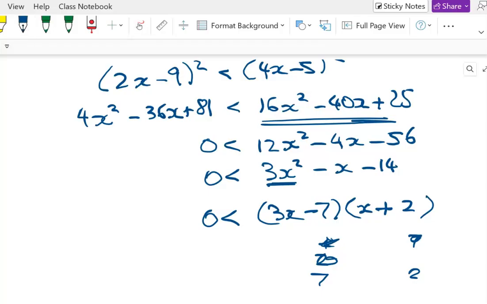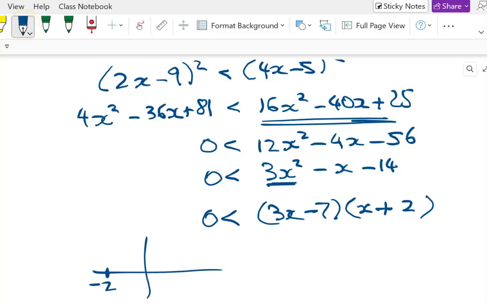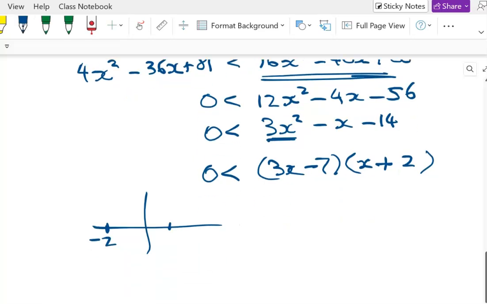So you can see that what we've got now is a quadratic inequality. So let's quickly sketch the roots of that. We're going to have negative 2 here. We're going to have 7/3 here.